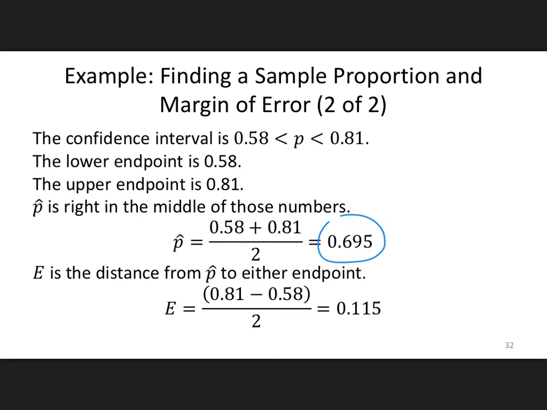And remember, the margin of error, or E, is the distance from P hat to either endpoint. So you want to do your upper endpoint minus your lower endpoint, divided by 2, and that gives us an E of 0.115. So if you are ever asked to find your P hat or your E and you're only given your confidence interval, you can do that by just following those formulas.